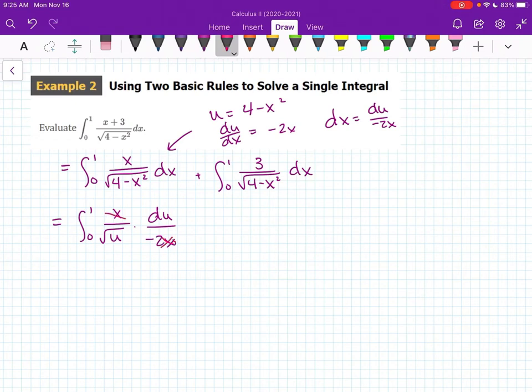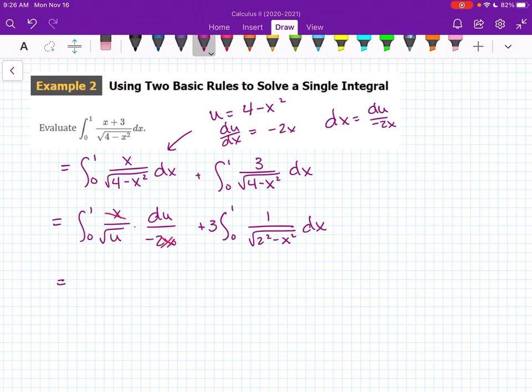Great. Okay, and let's move on to my second integral. If I look at this, it follows the arc sine rule. My constant is 3, and I have 1 over the square root of 2 squared minus x squared dx. Then I'm going to get my first integral. Sorry, I'm just jumping between them so that they're in order.